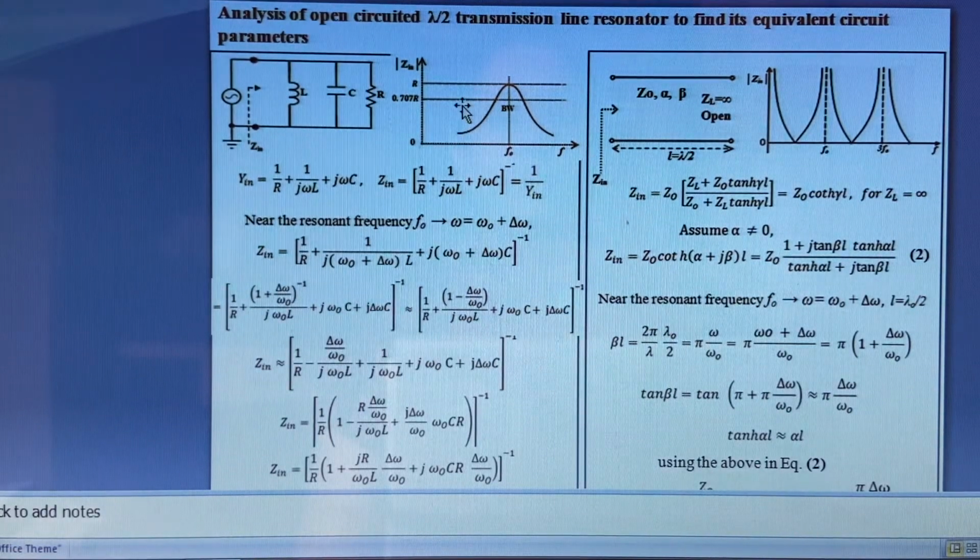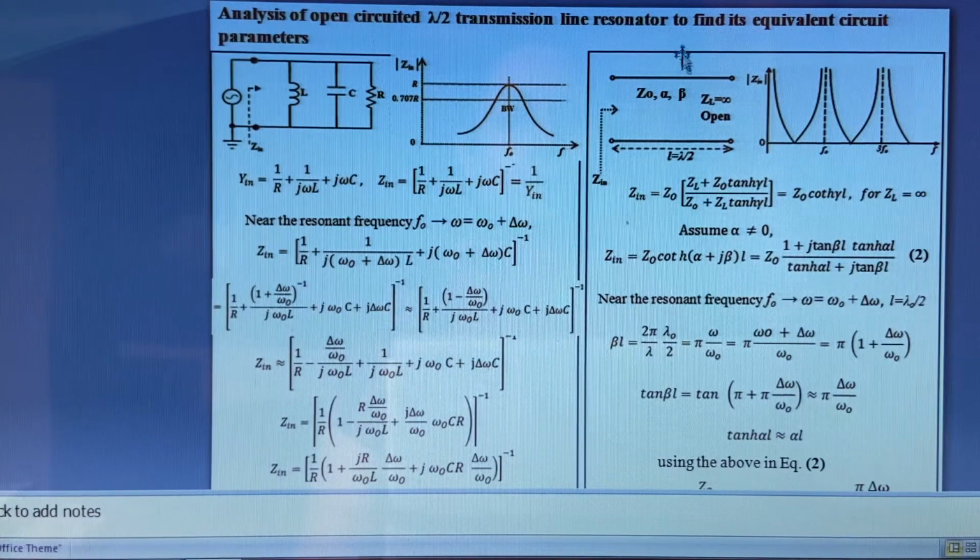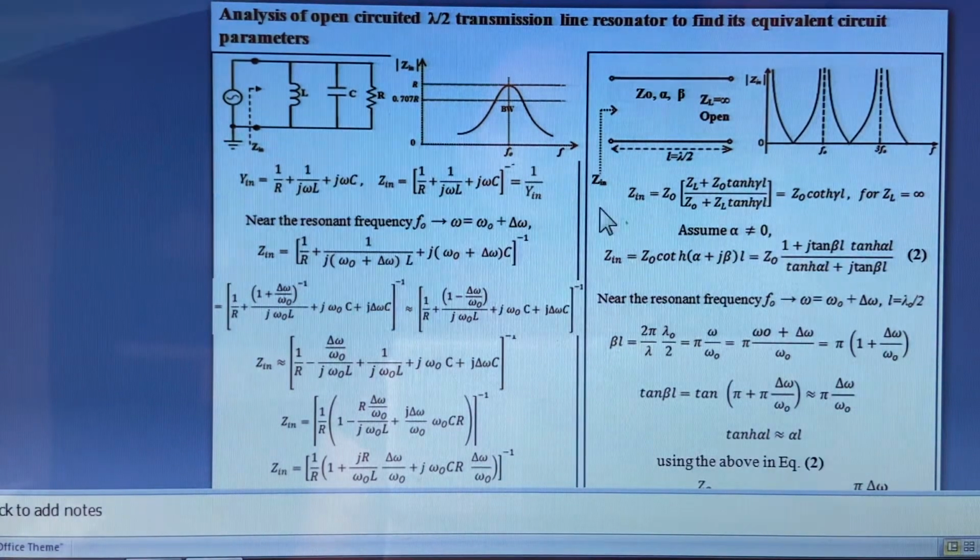In the previous topic, we discussed the short circuited lambda by 2 transmission line resonator, and we found the equivalent circuit parameters of that resonator. In this topic, we will discuss the open circuited lambda by 2 transmission line resonator, and we will find the equivalent circuit parameters of the open circuited lambda by 2 transmission line.